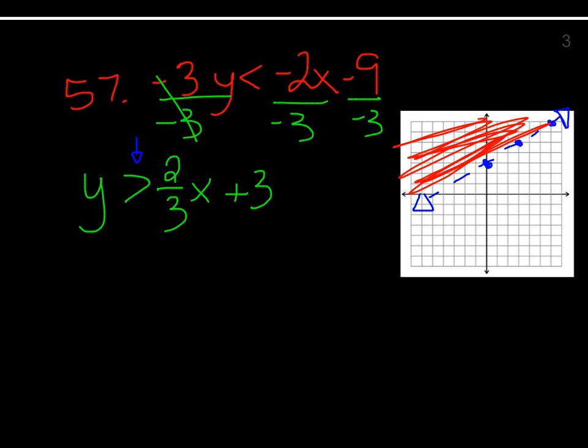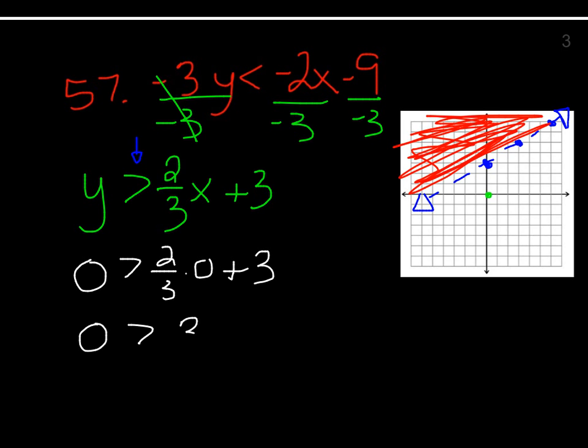Now this time, finally, we have one where our test point is not in the shading, which means that when we put 0, 0 in our equation, we are going to have a false statement. If we have a false statement, that means we shaded correctly. So we go 0 is greater than 2/3 times 0 plus 3, which gives us 0 is greater than 3. Not true, that's false, but that is what we wanted because it should have been false since the test point wasn't inside the shading. So this is correct. So yay, we did it right.